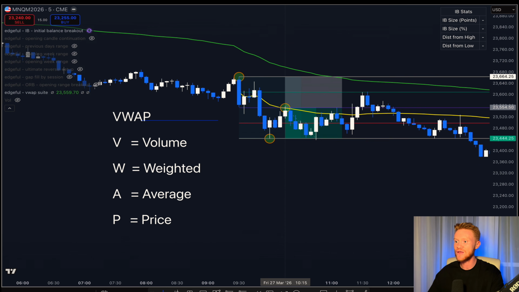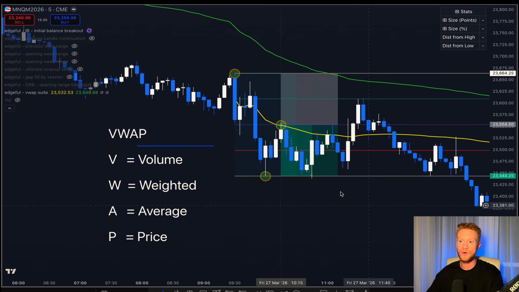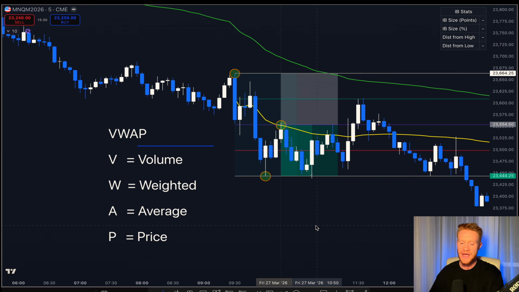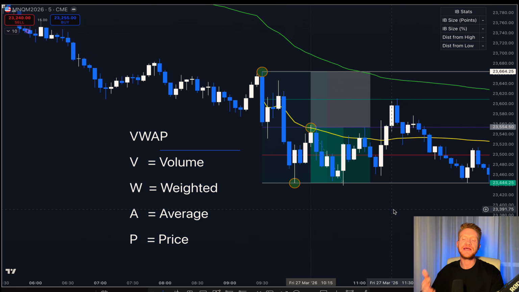So for me, I do place more emphasis on the New York VWAP than I do the daily VWAP, but I still think that having both on the chart is super, super important going forward. Now, the question is, how do you actually put these VWAPs onto the chart in the first place? And what settings do I use for these VWAPs?